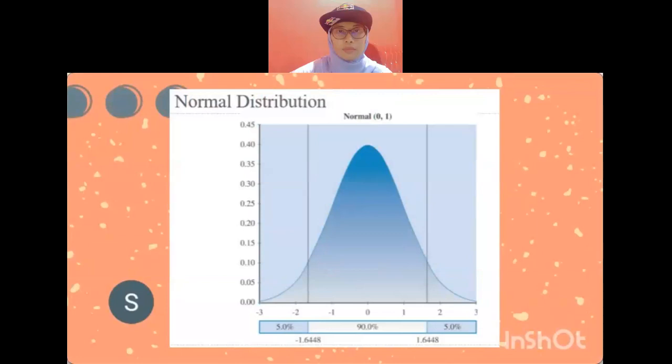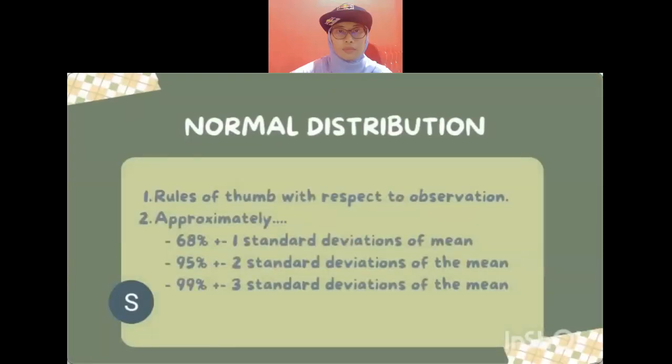Next, normal distribution is a continuous probability distribution wherein values lie in a symmetrical fashion, mostly situated around the mean. This is the example of a normal distribution graph. In normal distribution, the rules of thumb with respect to observation are approximately 68% within plus or minus 1 standard deviation of the mean, 95% within plus or minus 2 standard deviations of the mean, and lastly 99% within plus or minus 3 standard deviations of the mean.